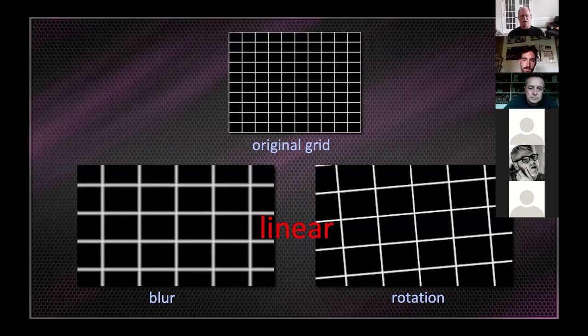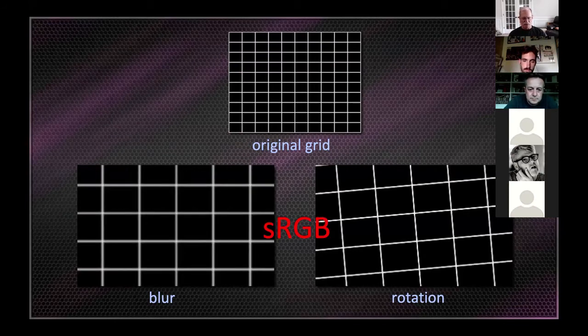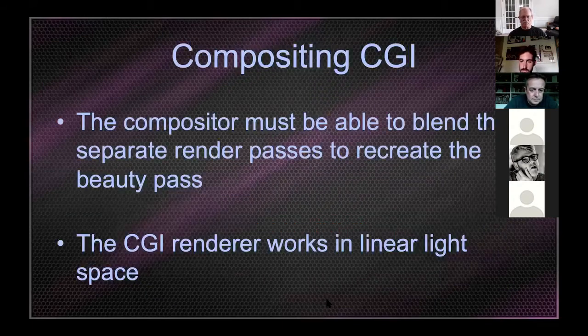The results look very good. Same grid, same operations done in sRGB space, and the blur on the left, look at the little knots at every intersection. And of course, the lumpiness of my rotated lines. That's the result of performing filtering operations in not linear space.